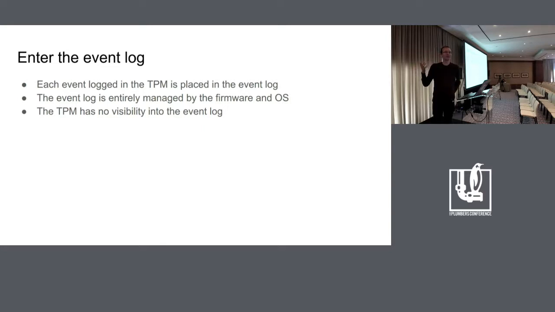So stuff that we put in the event log would include, for instance, when we measure a bootloader, we only pass the hash of the bootloader to the TPM. But the event log would contain information like which file on the file system was booted in order to generate this hash. So there's a lot of useful additional information there.